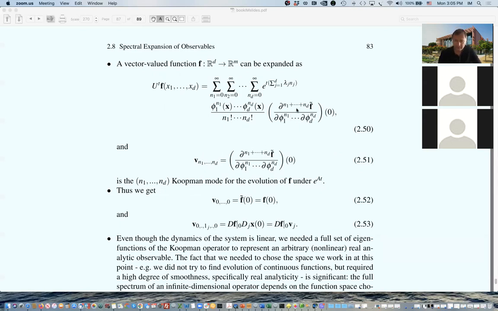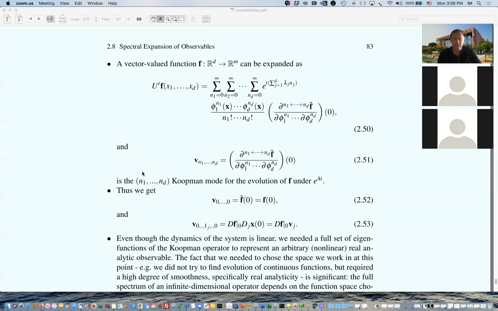And so if you label this term by the indices, and name it v of n_1 to n_d, then this derivative here, which is a constant vector because it's evaluated at 0, and 0 is my fixed point of a linear system, that is our Koopman mode.